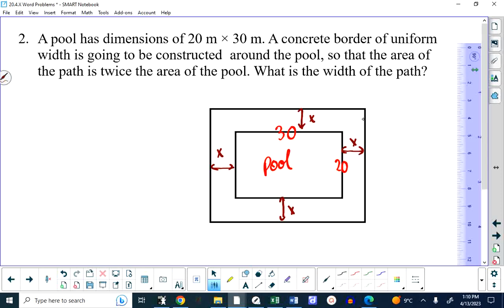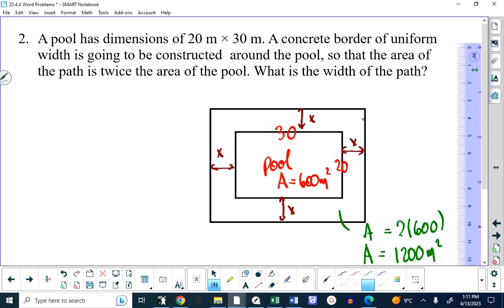So how do we build an equation out of this? There are a couple of ways to do it, but I would recommend this. First of all, let's find the area of the border. What is the area of the border? You have enough information to find it because the area of the pool is 600 square meters, length times width. And that means that the area of the border would have to be 2 times 600. The area of the border is 1,200 square meters.